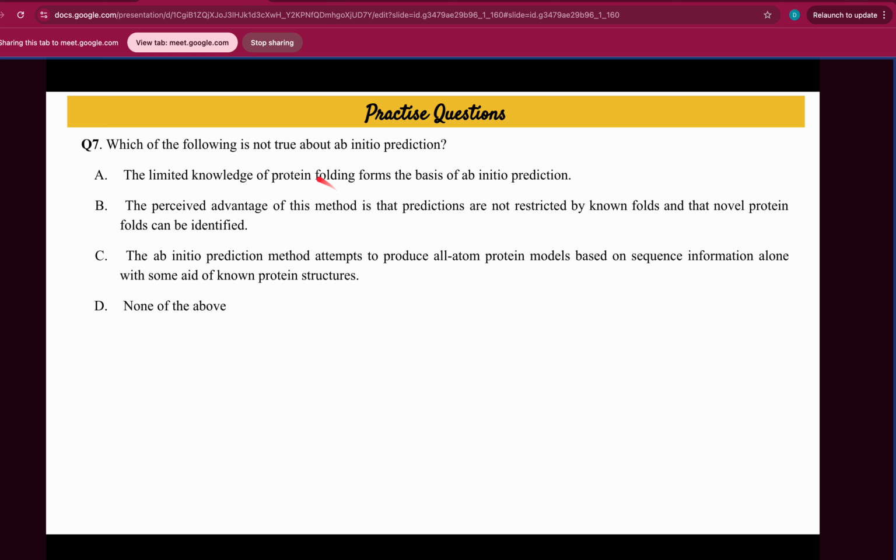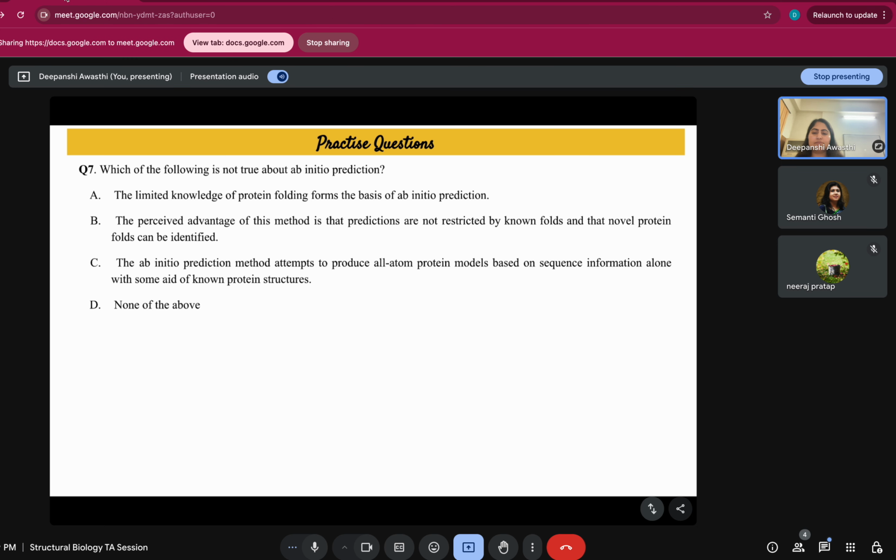So next question is, which of the following is not true about the ab initio predictions? Option A, the limited knowledge of protein folding forms the basis of ab initio prediction. Option B, the perceived advantage of this method is that predictions are not restricted by known folds and that novel protein folds can be identified. Option C, the ab initio prediction method attempts to produce all atom protein models based on sequence information alone with some aid of known protein structures. And option D is none of the above. So you have to tell which is not true.